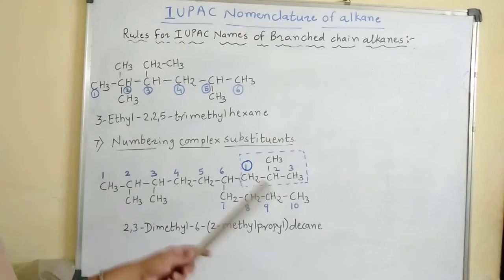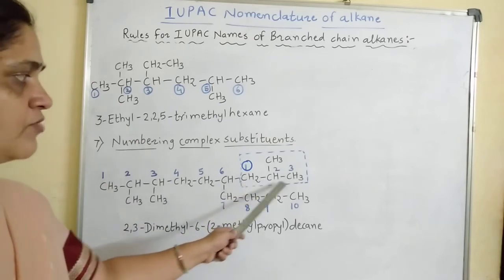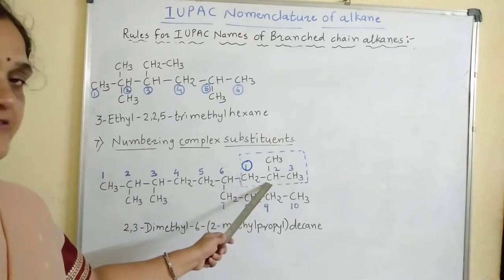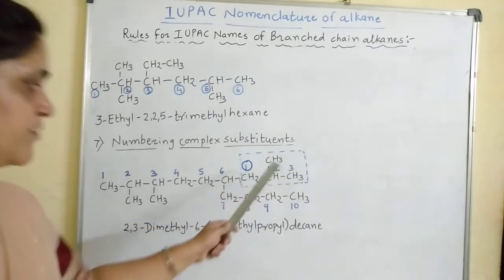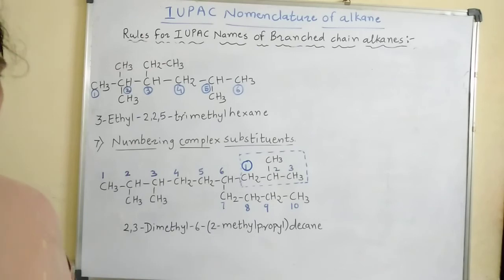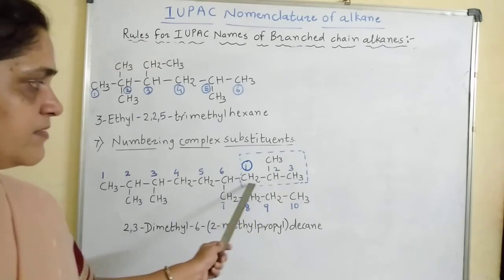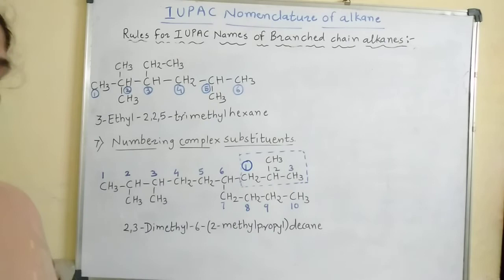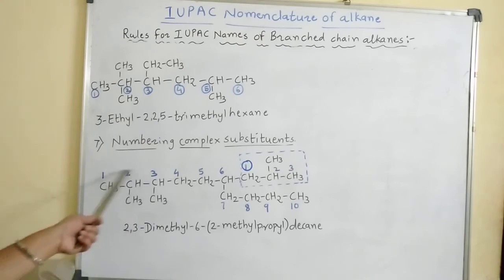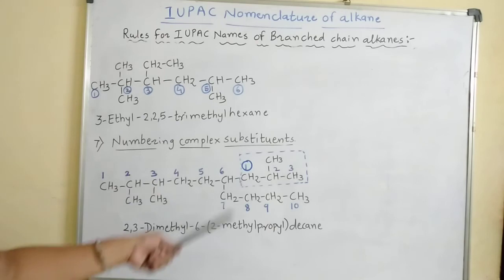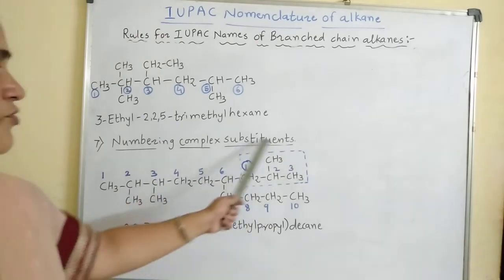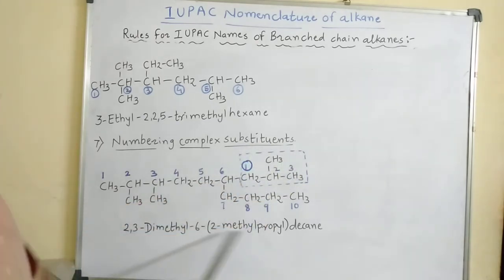Therefore, we can say this is carbon number 1, 2 and 3. Carbon number 2 in this complex substituent carries a methyl group. So the name of this complex group is the 2-methylpropyl group, because the total number of carbons is 3 and the second carbon carries a methyl group. Now while writing the name, here 2 methyl groups are present. So we can write 2, 3. These are the locants for these methyl groups. Dimethyl. Then carbon number 6 carries this complex substituent. So the whole substituent name we will put in brackets.